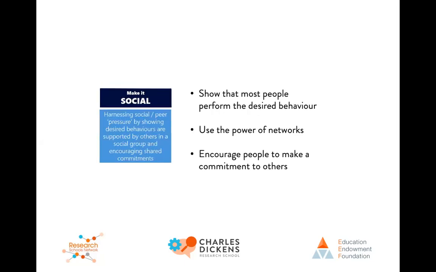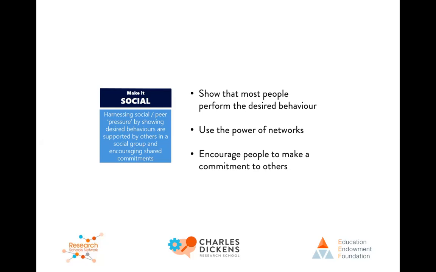Moving on to making it social. We can aim to show that most people perform the desired behaviour. Describing what most people do in a particular situation encourages others to do the same. Similarly, policymakers should be wary of inadvertently reinforcing a problematic behaviour by emphasising its high prevalence. For example, after our reading pilot, we might email everyone to say, thank you so much, everyone, for your fantastic feedback around our reading scheme, really communicating that people are buying into it and it's having an impact.